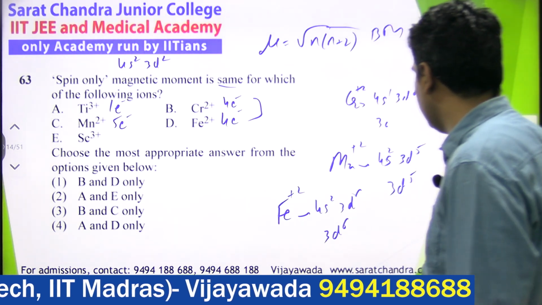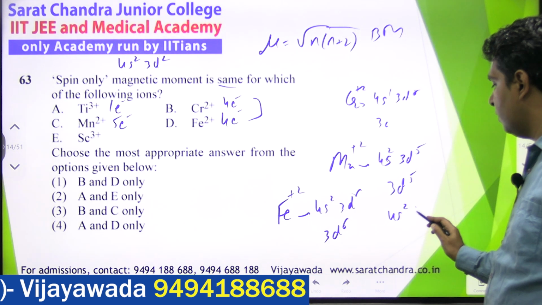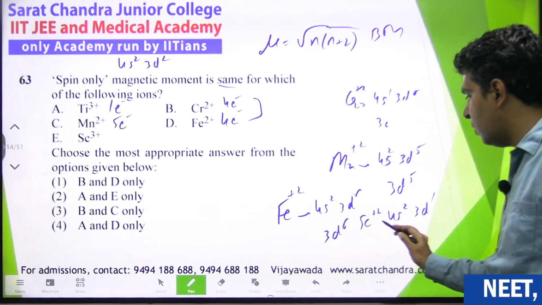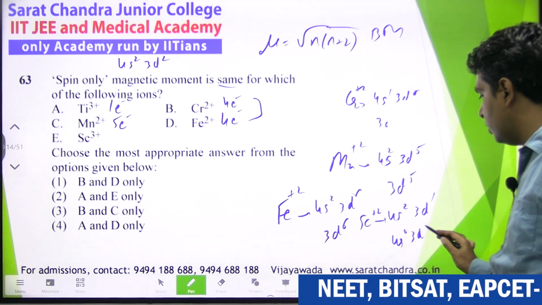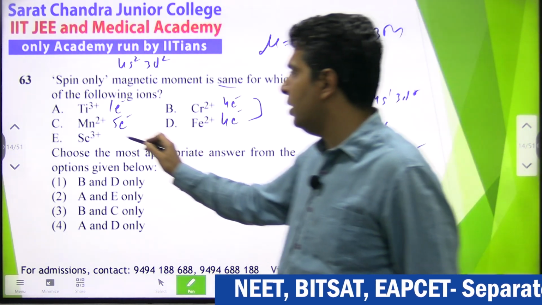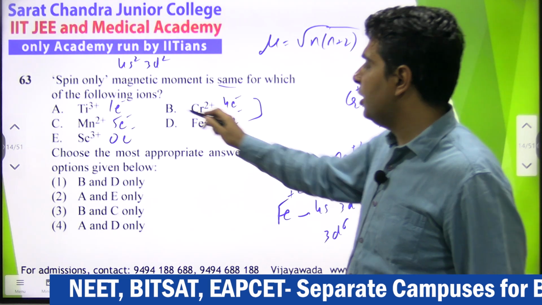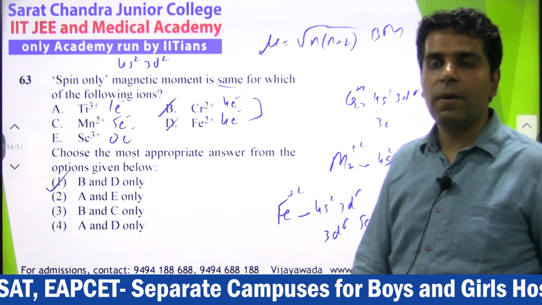Scandium also you can check. Scandium atomic number 21, 4s2 3d1. So scandium +3 will have all 3 electrons removed, so 4s0 and 3d0. There are no unpaired electrons, so it will have magnetic moment 0. So the question is asking for the same magnetic moment, that will be for B and D. So the answer will be the first option, B and D only.